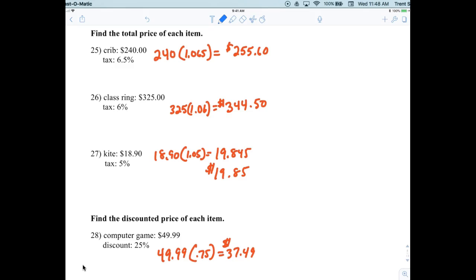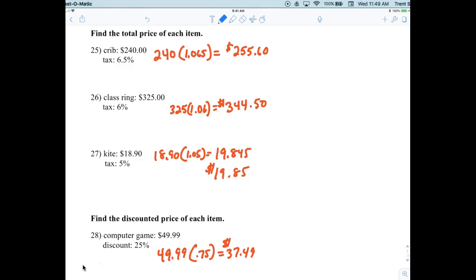Now, 6.5%, right? You pay 100% plus the 6.5%. That's where I got the 1.065. Everybody good? You need a calculator tomorrow. I don't have any to borrow. Bring yours. Everybody good with 26 and 27? Those are all the same, right?